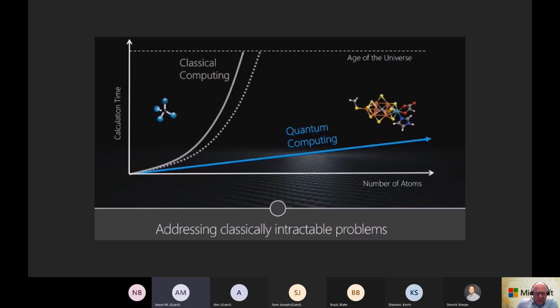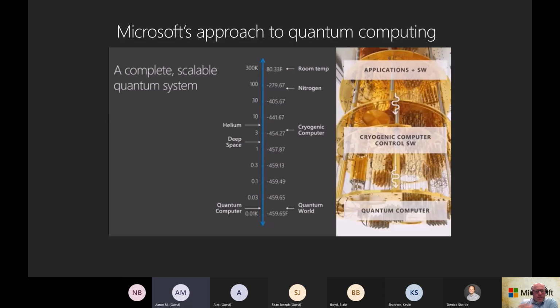And last but not least, I'm going to jump into this particular slide. So this is the Microsoft approach. So now we're talking about what we're going to expect to see in Azure. This is not something that is there today, but this is something that we've been working on, something that we've been developing. But this is our approach. So we're basically coming up with this universal programmable quantum computer.